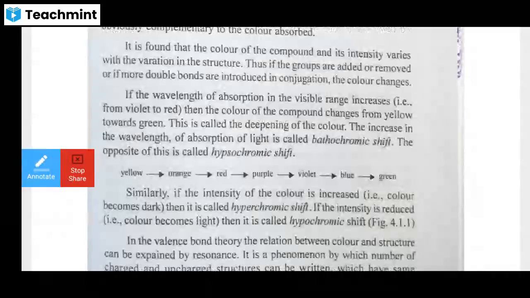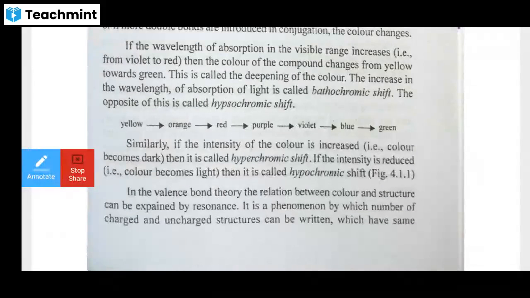It is found that the color of the compound and its intensity vary with the variation in the structure, and thus if groups are added or removed, or if more double bonds are introduced in the conjugation, the color changes. Means the total game depends upon the conjugation system. If there is more conjugation, the color can be increased, and the intensity also can be increased.